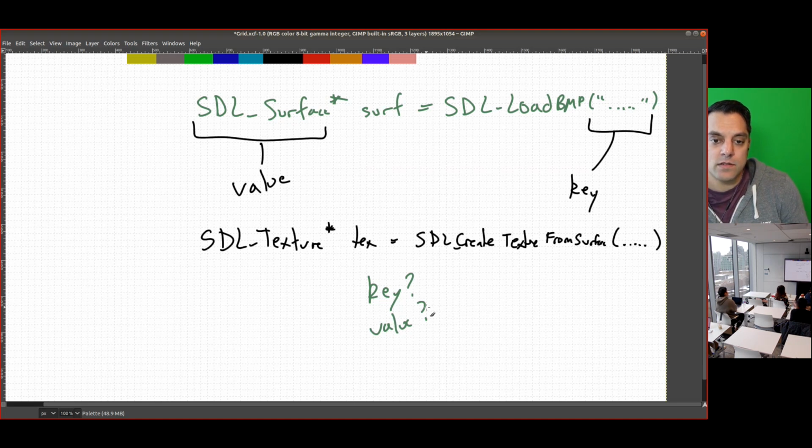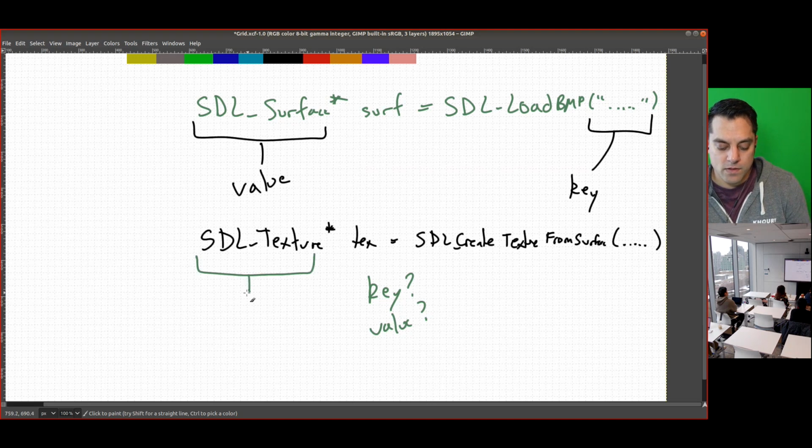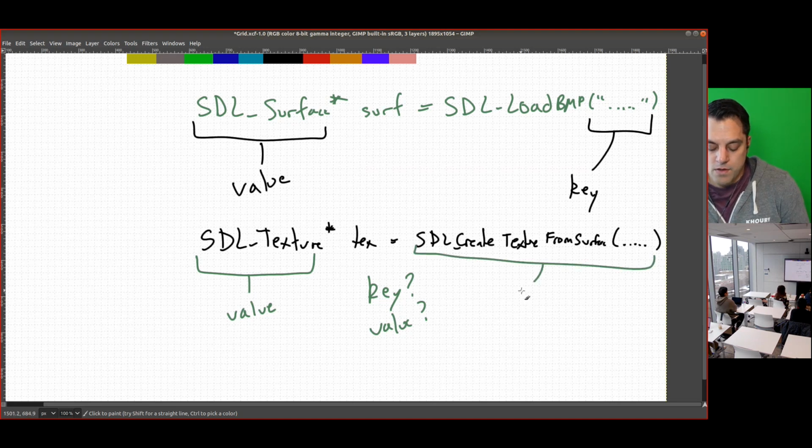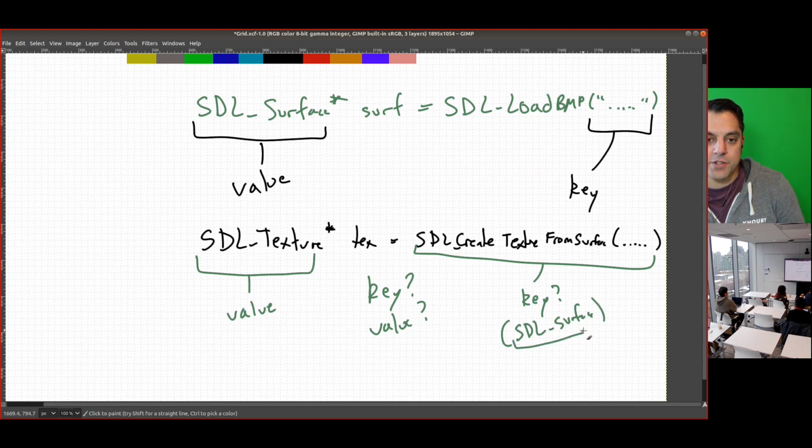I think the value is the texture. The key is a path. The name, the path. Sorry, the file name. Or the surface itself. Okay. Yeah. So the key itself could be, and it's something for you to think about, another SDL surface where you want to check and say, hey, have I made another texture from this surface before? Or you could also use the file name. I suppose that would be fine, as long as it's uniquely identified.